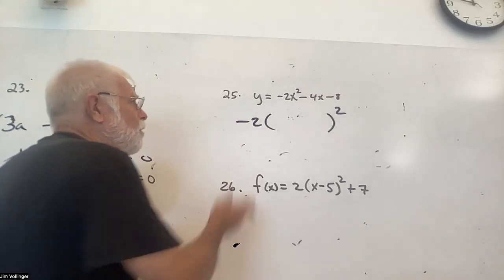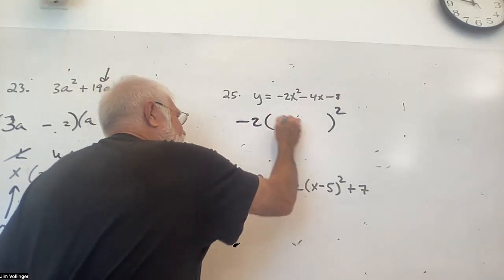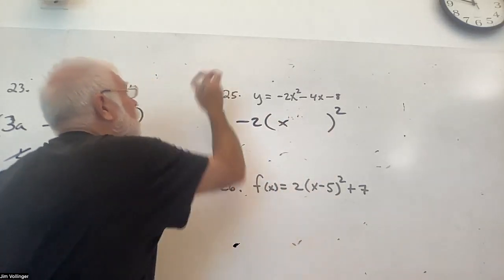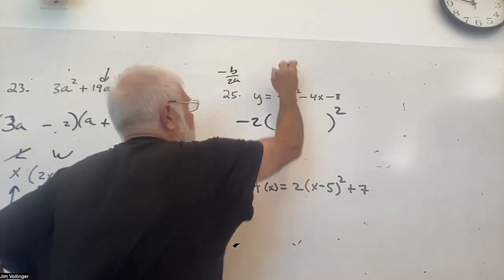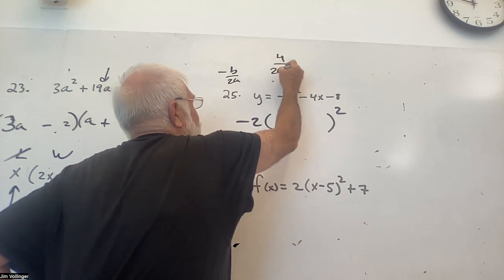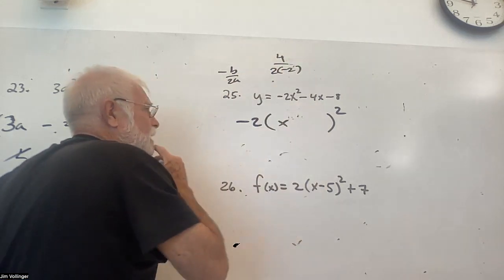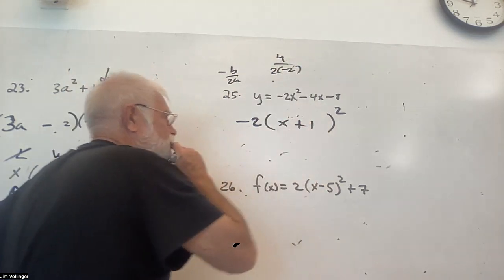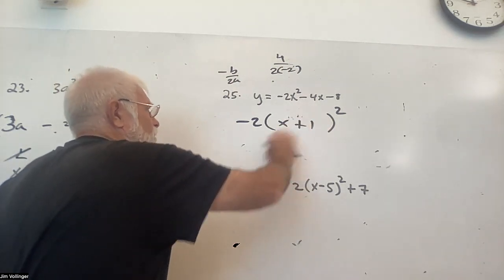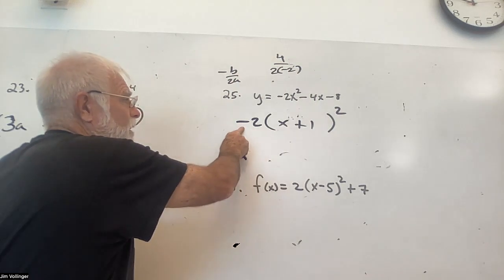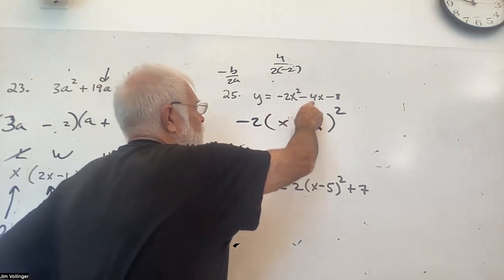Can you remember what we have to do to get x with a number here? I hope your brain went minus b over 2a. Minus b, 4, over 2 times negative 2. Sure looks like negative 1 to me, so I'll write plus 1. When I put negative 1 in, I get no area. That's the minimum of a quadratic. Well, in this case, it's going to be a maximum. So let's put minus 1 in and see what we get.